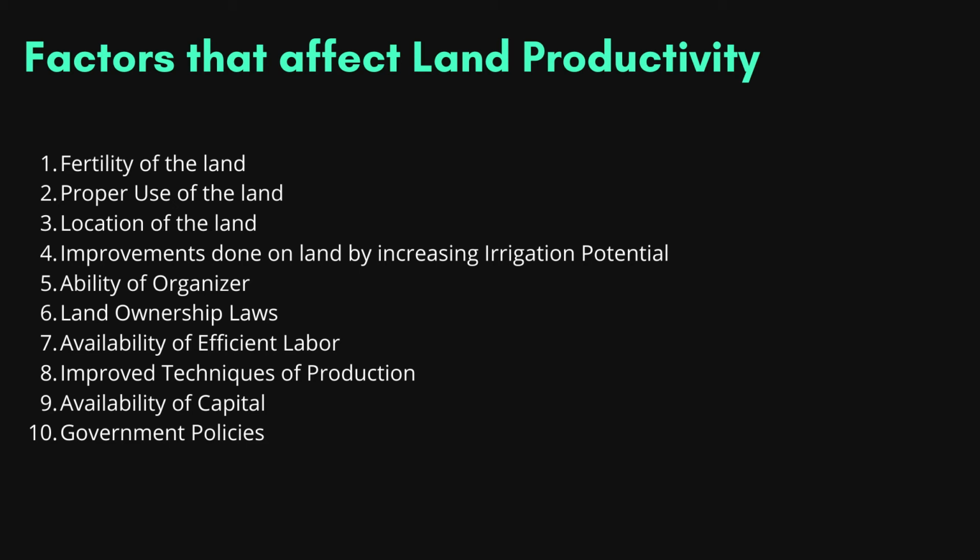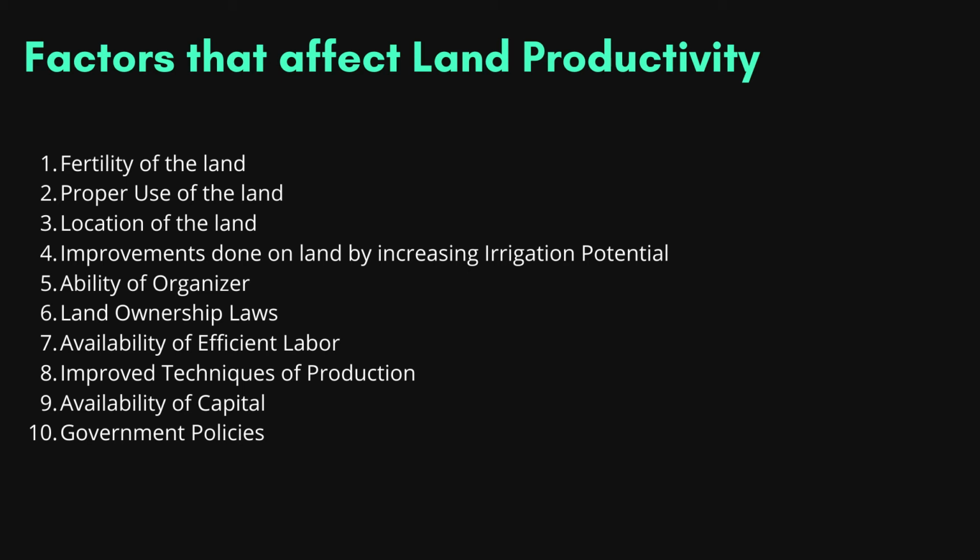So the seventh one is the availability of efficient labor. The productivity of the land depends on the availability of efficient labor, as land alone cannot produce anything without efficient labor. If the labor is very efficient, trained, and very capable to adapt to modern techniques, only then can he make the proper use of land.